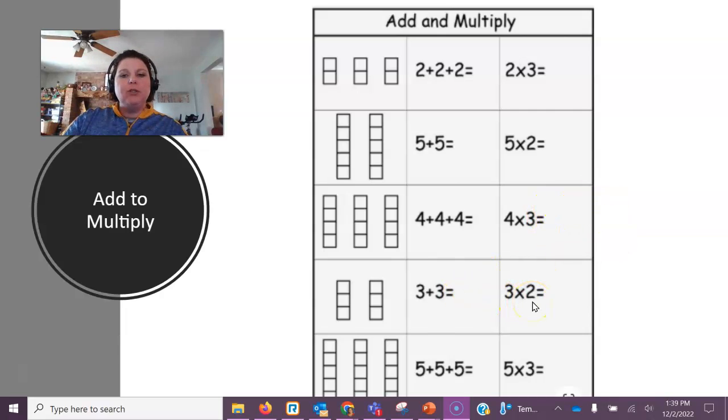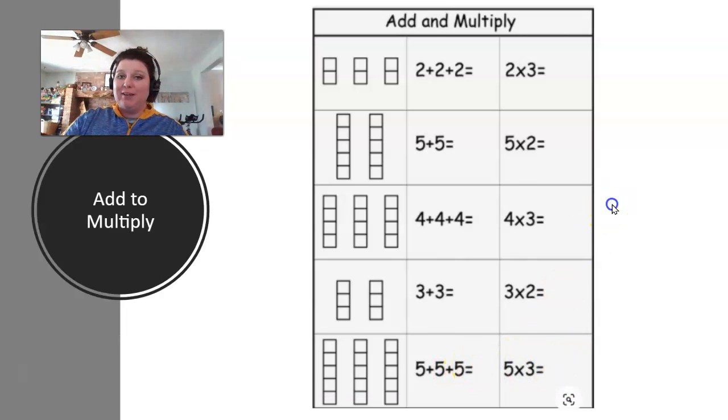3 times 2 sounds almost like 2 times 3. Let's see if we get the same answer. 3 times 2 is the same as 3 plus 3, so 3 times 2 is 6. 5 times 3 is the same as 3 5s. 5 plus 5 plus 5 is 15. So is 5 times 3.